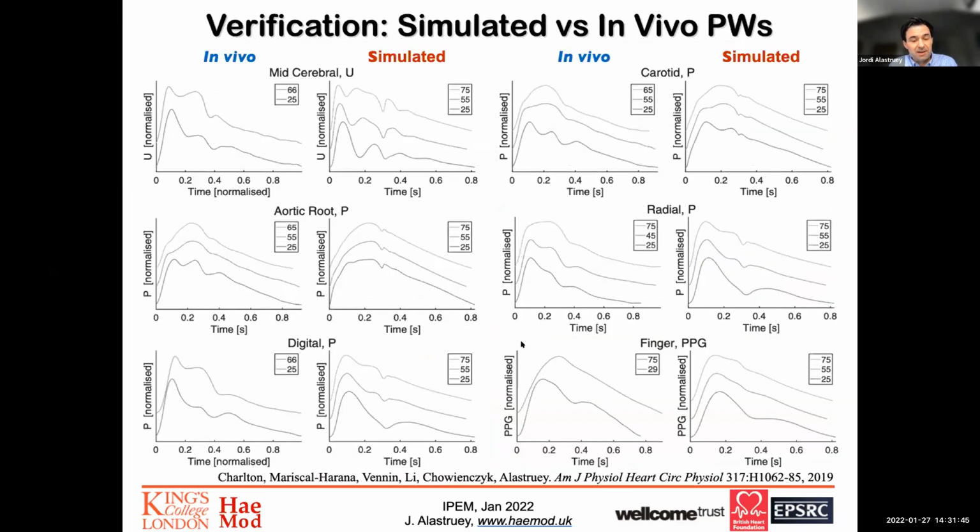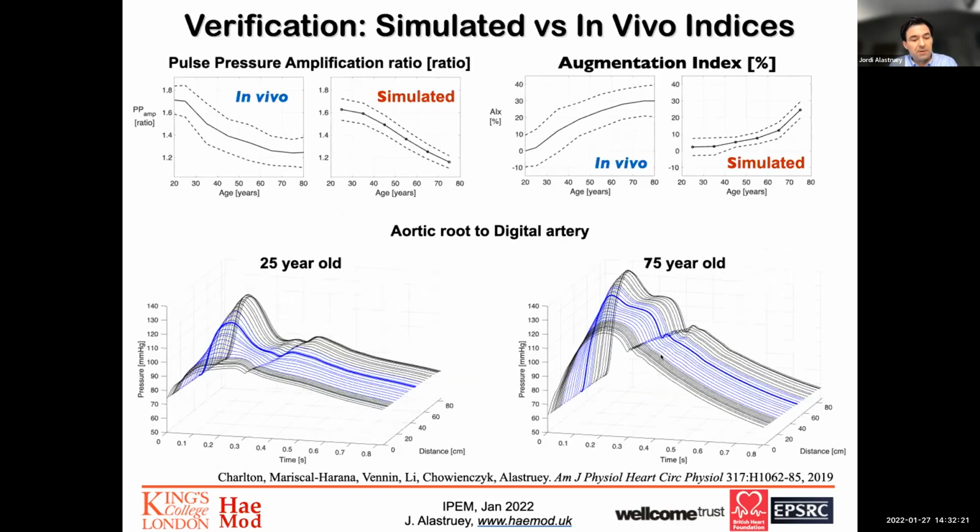Once the database is created, we need to verify that the simulated pulse wave signals are representative of samples of real subjects. We can do that by comparing simulated pulse waves with in vivo data from healthy subjects from the clinical literature. Here you can see comparisons in a few arterial locations showing similar changes in pulse wave morphology with age to those measured in vivo. And that also goes for the PPG signal that you can simulate at the finger, here at the bottom of the image. We can also compare pulse wave indices between the simulated and in vivo pulse waves. And quite remarkably, we found that simulated pulse wave indices and shapes, also the shape of the morphology from aortic root to digital artery, compare very well with in vivo data across different age groups.